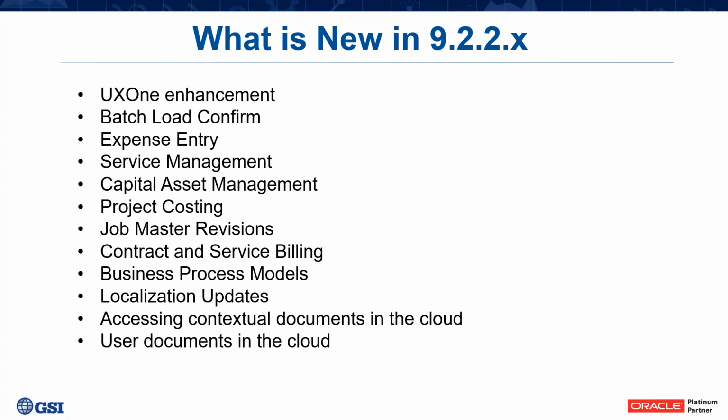There's improvements to project costing. Job master revisions has been enhanced to include the owner address in the grid. Contract master has been enhanced in the contract and service billing. There's updated business process models in 9.2, as well as localization updates. And there's the Oracle Content and Experience Cloud. It lets you access contextual documents in the cloud, and then you can also put user documents in the cloud, which are documents that are not related to EnterpriseOne transactions.